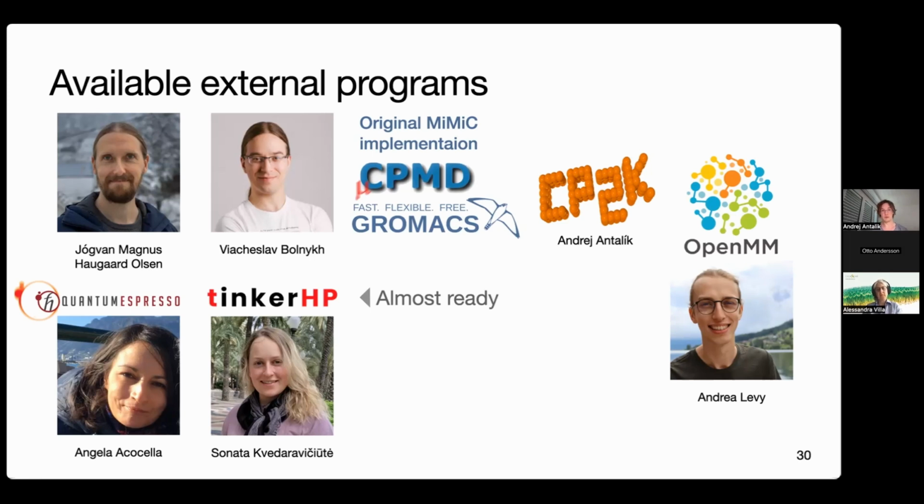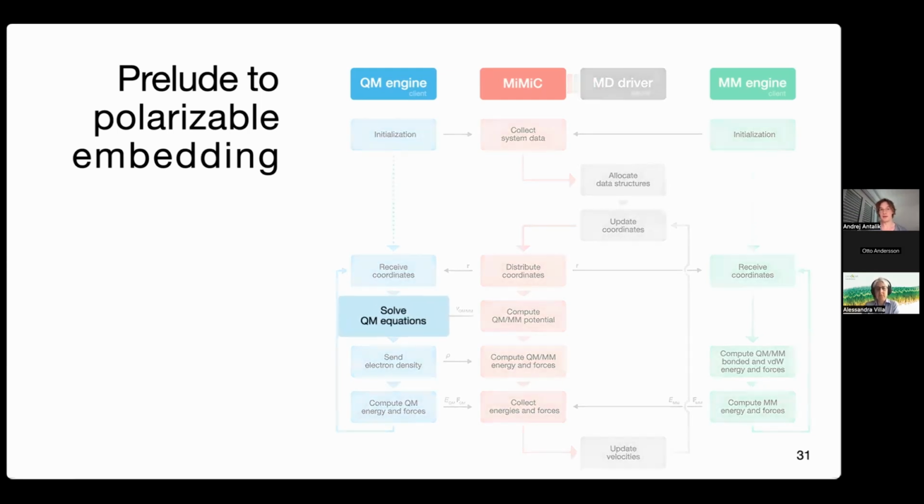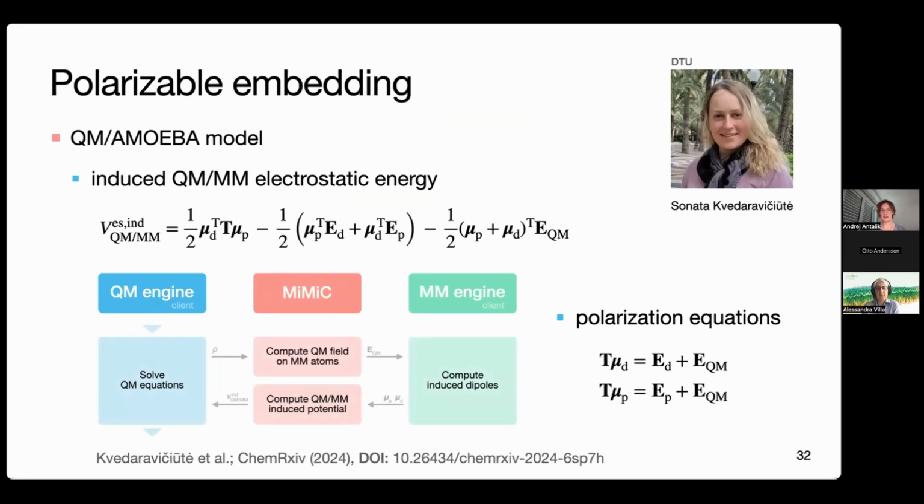And then Tinker-HP, which is particularly interesting, and that was written by a former PhD student of Magnus, Sonata Kudravichute, who was working on introducing polarizable embedding into MiMiC. To explain how it operates, first let's have a look at the normal electrostatic embedding workflow. To have full back polarization between the MM and QM subsystems, we expand this solve QM equation step to have another communication loop, and that is this.